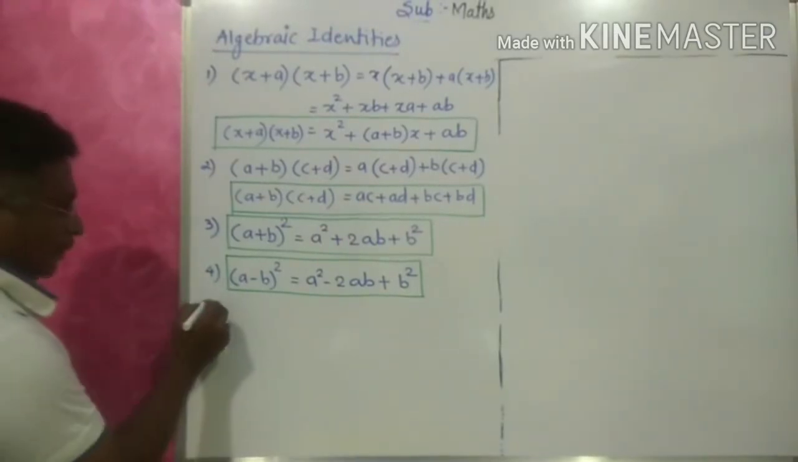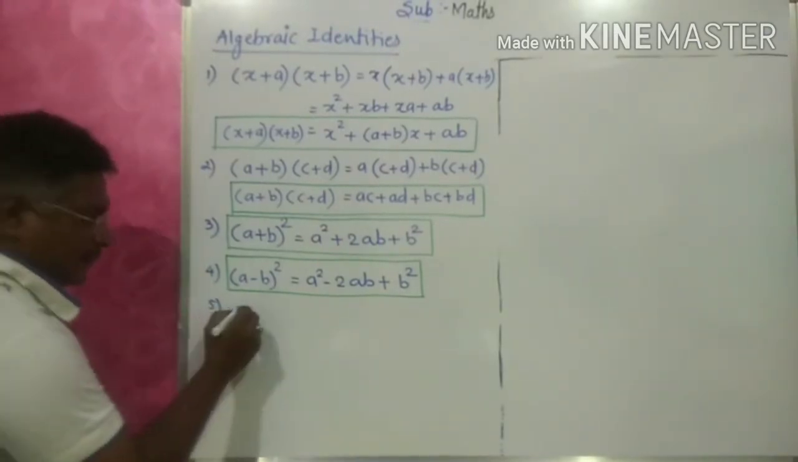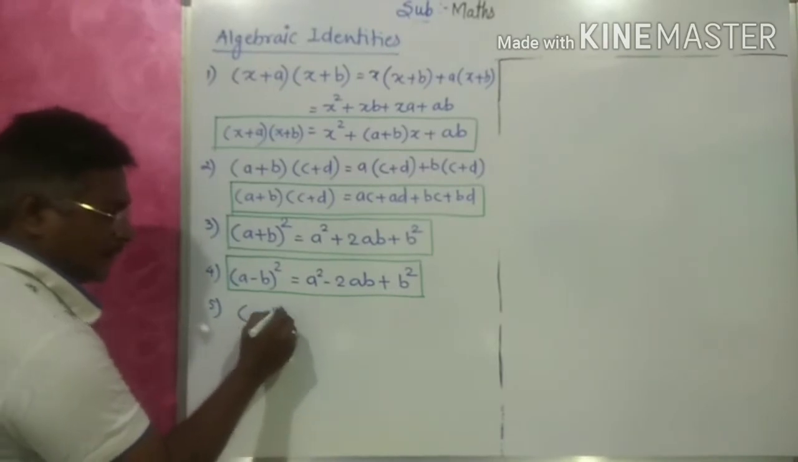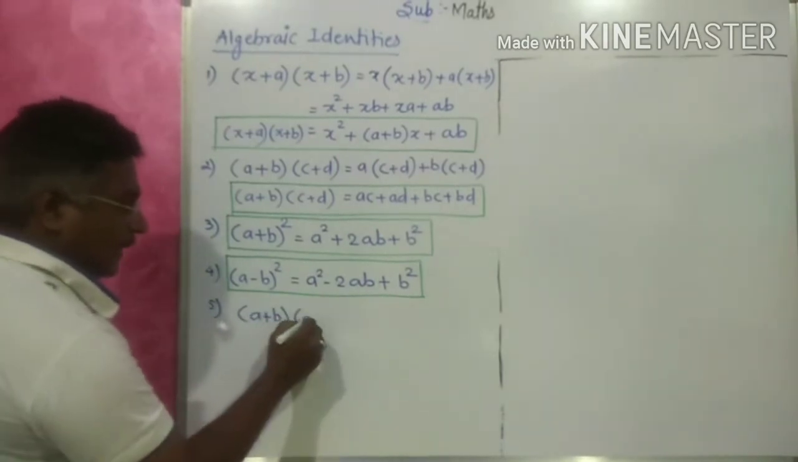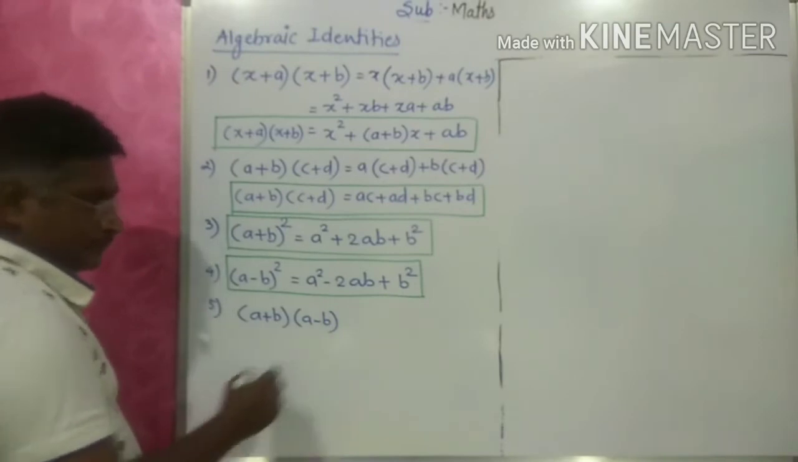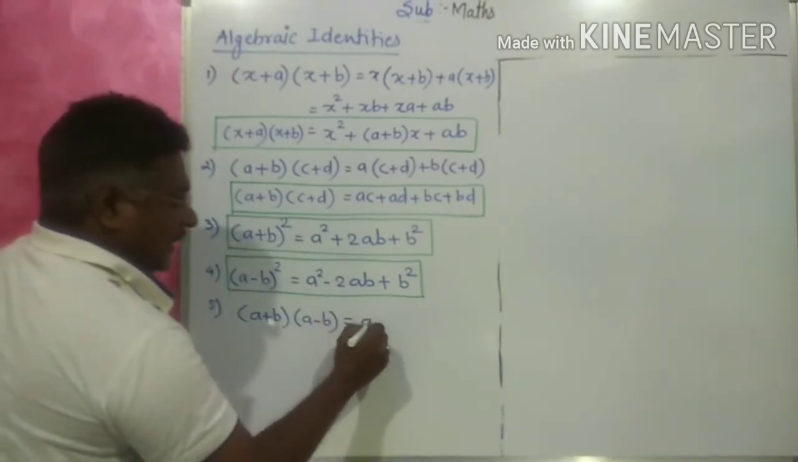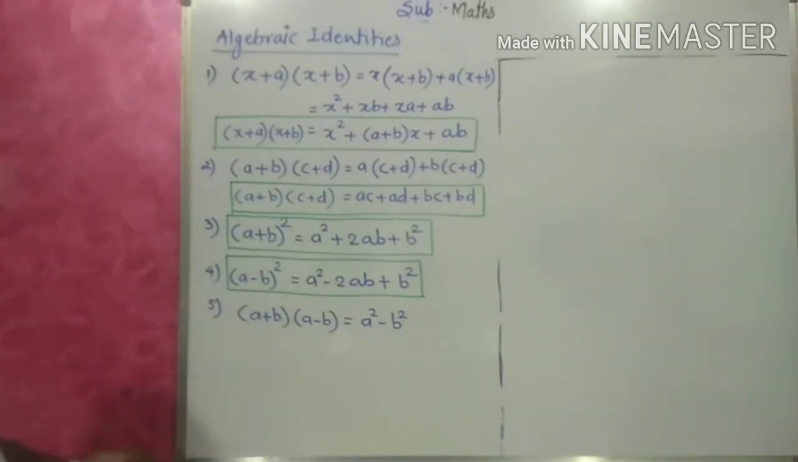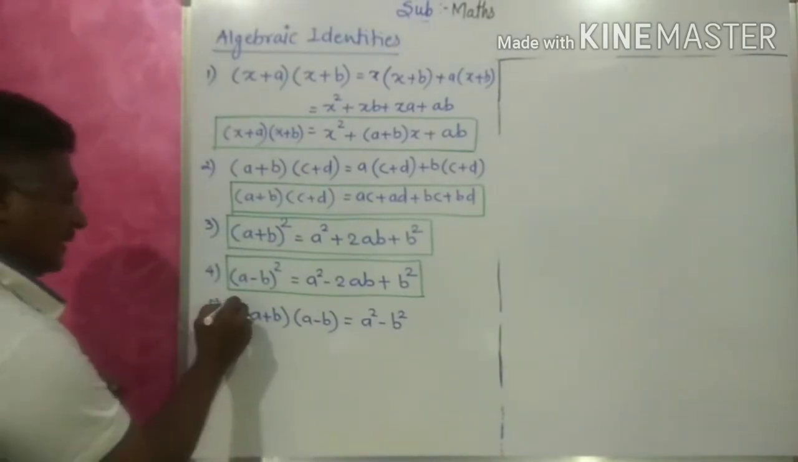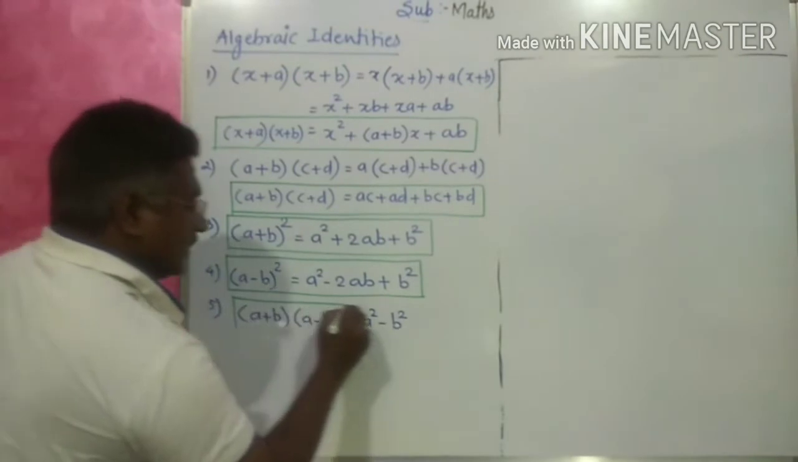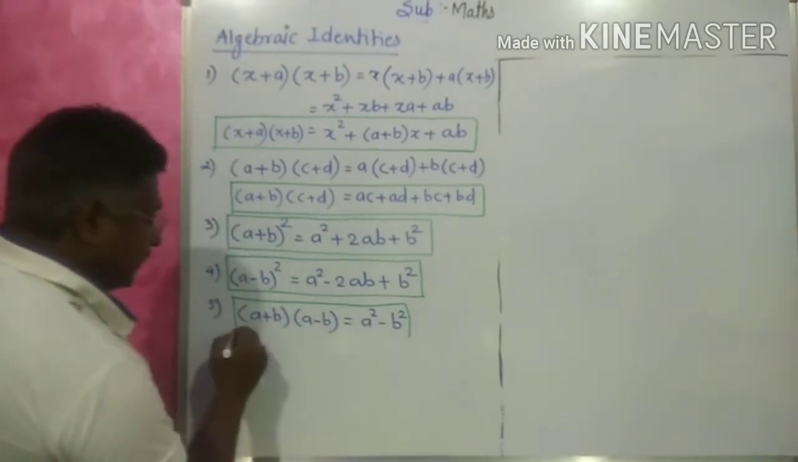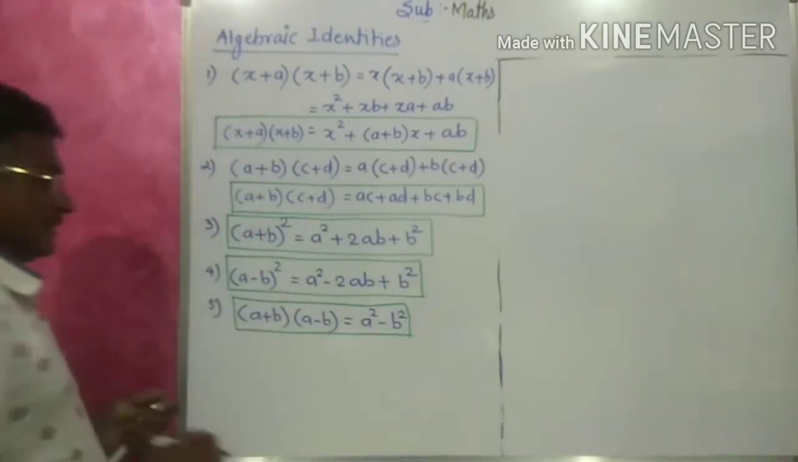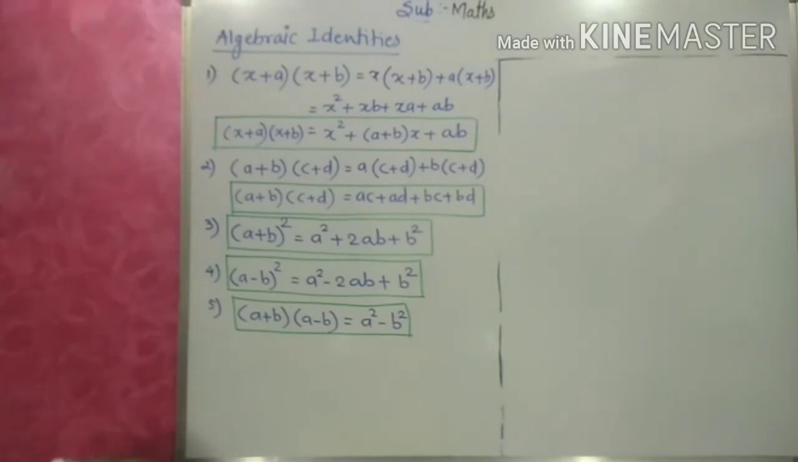Okay. Now the fifth identity is (a plus b) into (a minus b), which gives a square minus b square. So the identity is (a plus b)(a minus b) equals a square minus b square. All these identities you studied in the lower class.